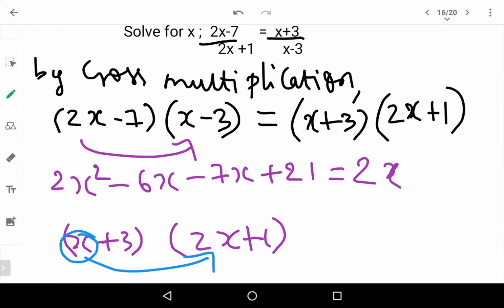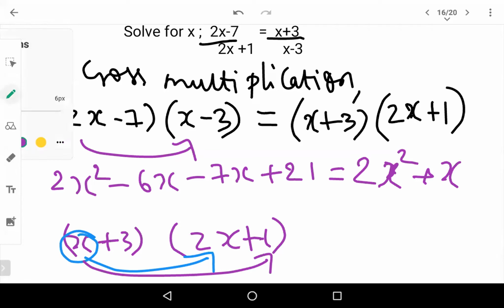2x or 2x square? Correct. 2x square. Okay. Next, x into plus 1. I'm multiplying x into 1. So I'll just get plus x.